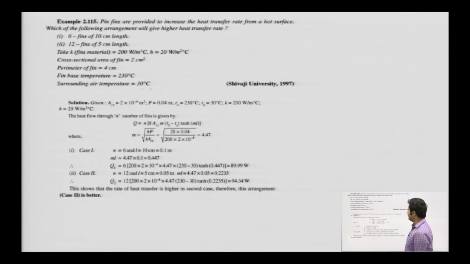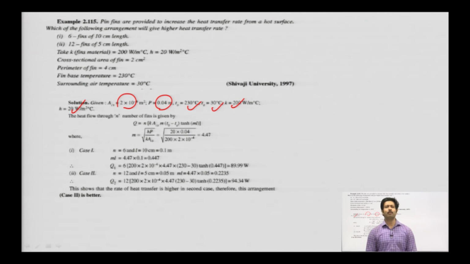So everything is given here, friends. Area is given, perimeter is given, TO is given, TA is given, K is given, and h is given. What do you need to calculate? See here the number of fins is given, and you need to calculate q. In the earlier numerical you needed to calculate n and the q was given, right? So you need to open your eyes and check out, you need to desynthesize the numerical as they want you to do.